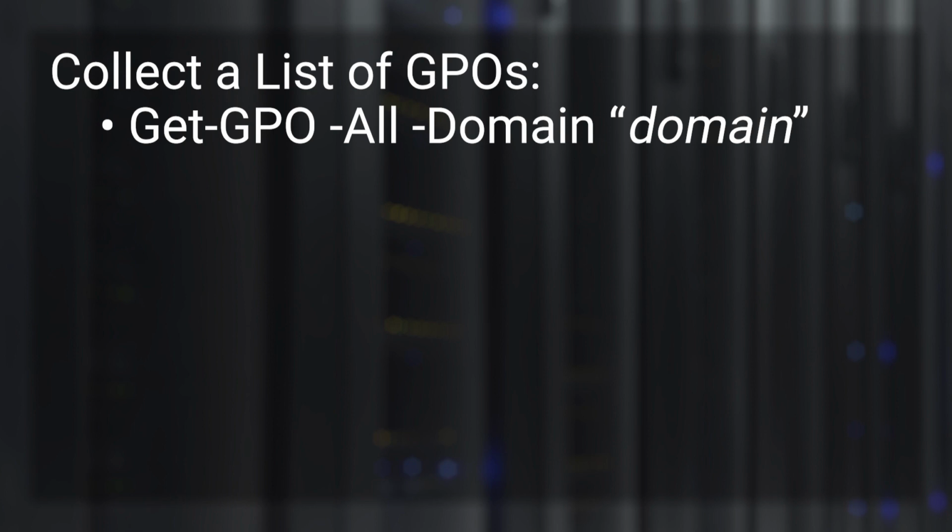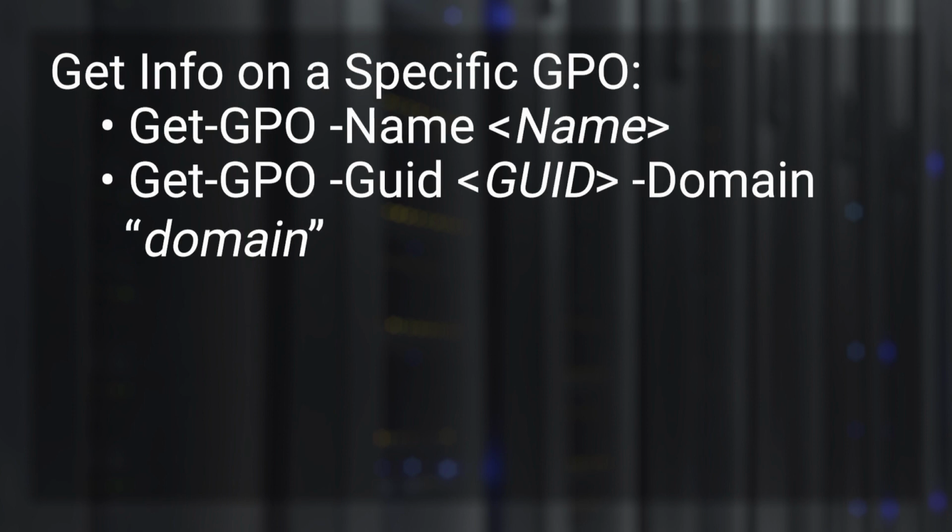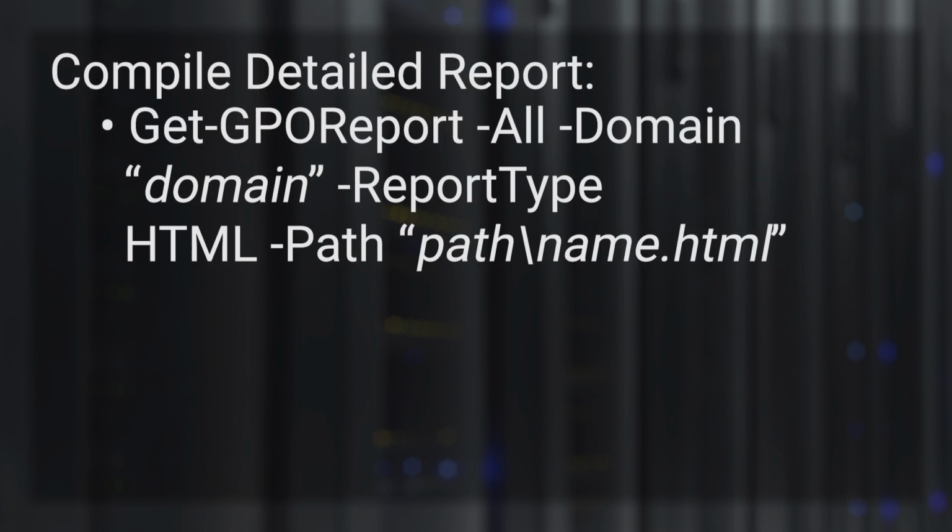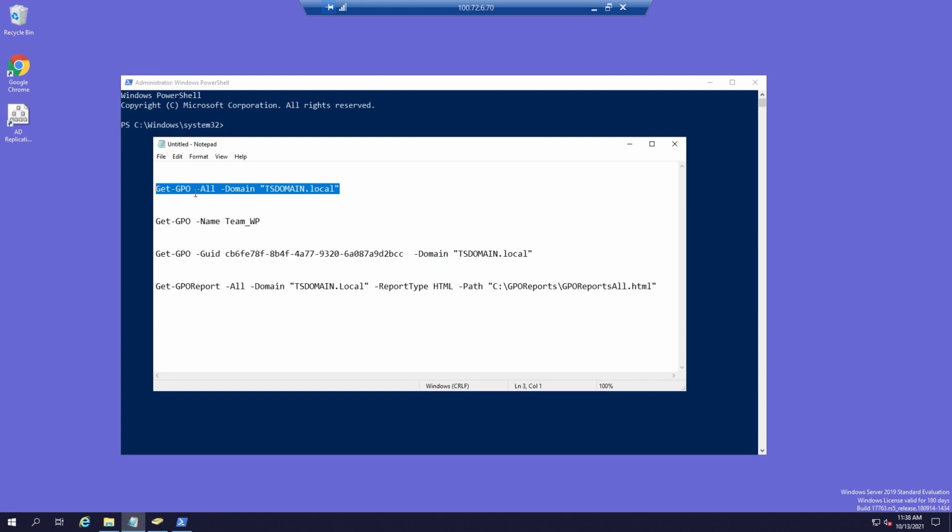So once again, our first command is going to gather all the GPOs we have in a specific domain. We have to designate our domain in this specific command. We have two other commands that will call up a GPO either by name or by Guid. And the last command we're going to look at is one that will gather all the GPOs and detailed information about them. So let's go ahead and look at each command individually.